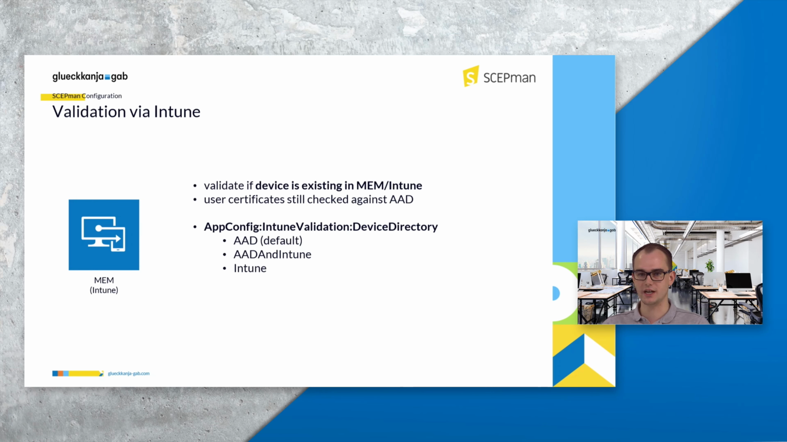Then SCEPman only checks the Azure AD. Now you can also switch to Intune only. So then SCEPman only asks Intune if the device is existing there. And as the third option, we also offer Azure AD and Intune. The great thing here is that SCEPman then queries both directories in parallel. So if one of the directories says, yes, the device is existing, then the certificate will be valid.